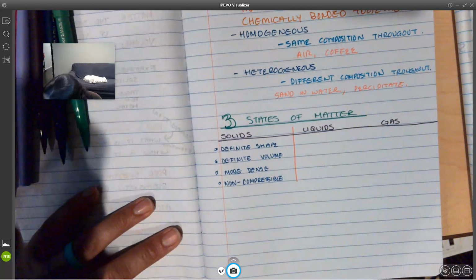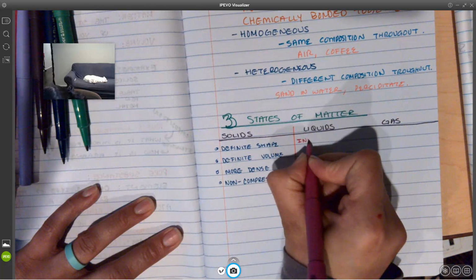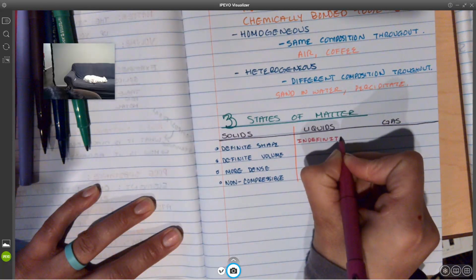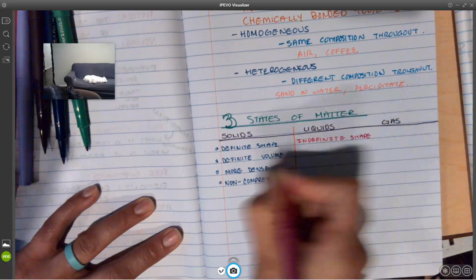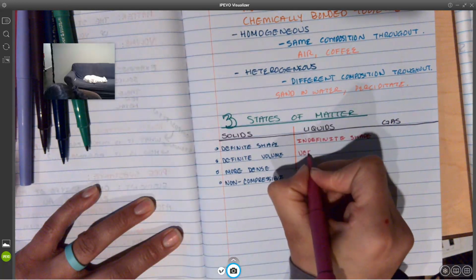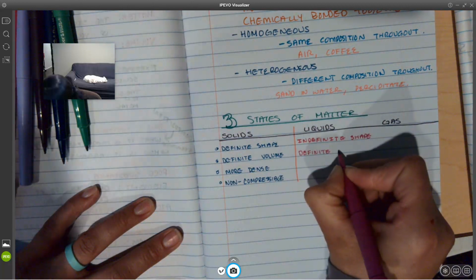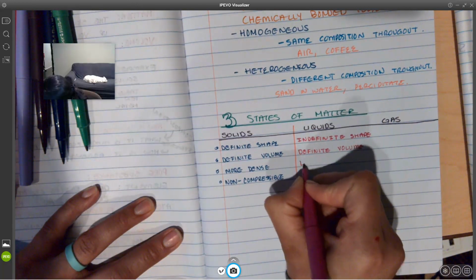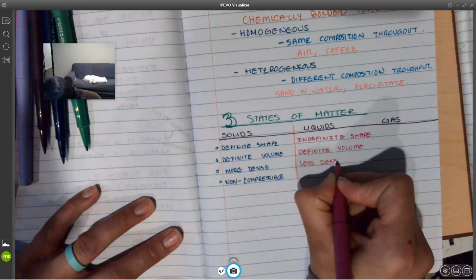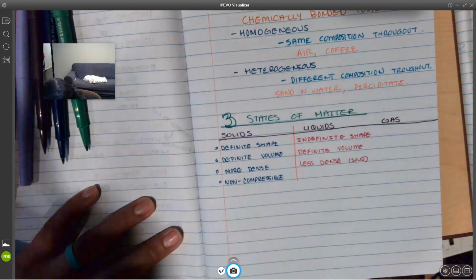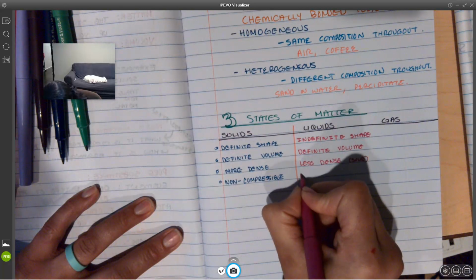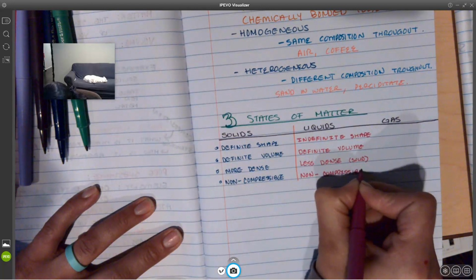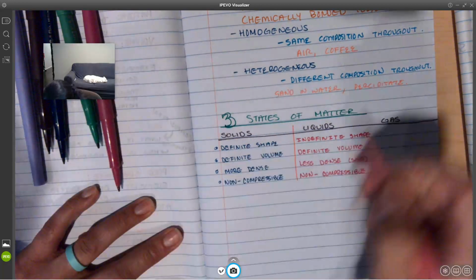Our liquids, on the other hand, have an indefinite shape. They have a definite volume, which means the amount you have doesn't change. They are less dense than a solid. And liquids are not compressible. If you try to compress them, they will just change their shape that they have.